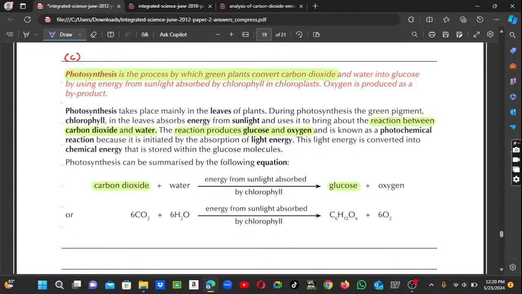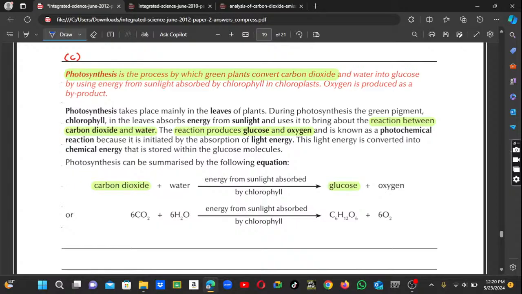So during photosynthesis, guys, we have seen that the green pigment is called chlorophyll. So in the leaf, what would normally happen is that the leaf would absorb energy from sunlight and use it to bring about the reaction between carbon dioxide and water. Also, the reaction would produce glucose and oxygen, and this is also known as a photochemical reaction because those are combined together. So you're talking about a photochemical reaction.